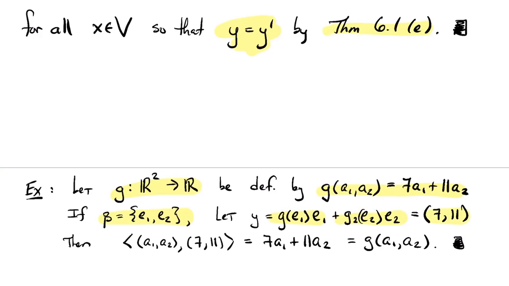Okay, so inner producting an arbitrary (A1, A2) with (7, 11) with the usual inner product, 7A1 plus 11A2, that's exactly G of (A1, A2). So that just illustrates that theorem for this linear functional G.